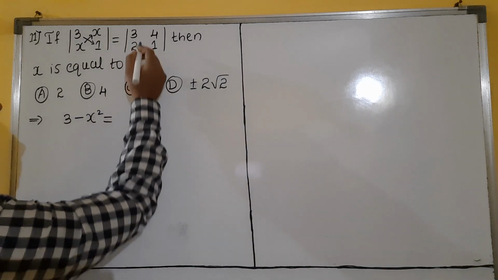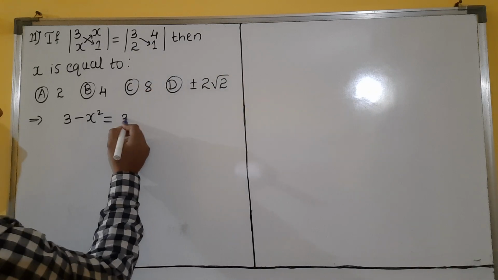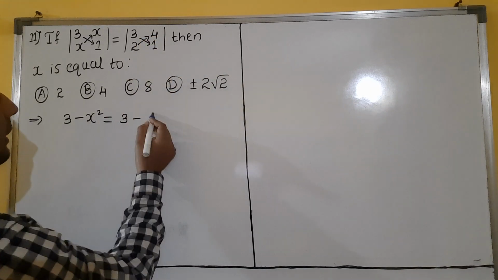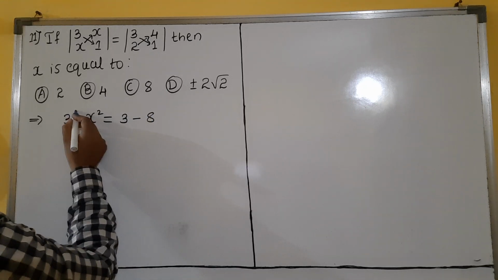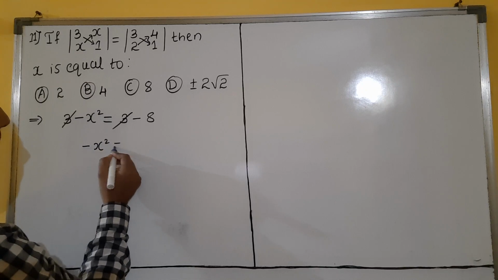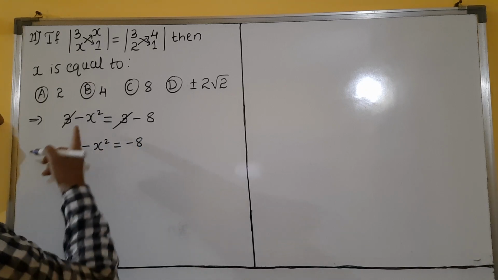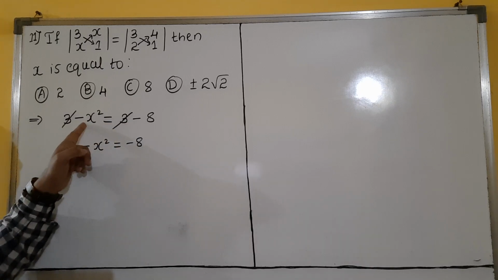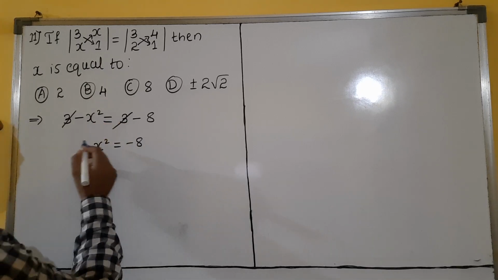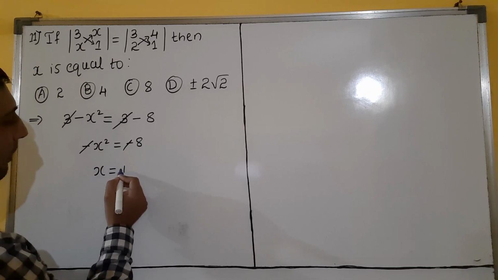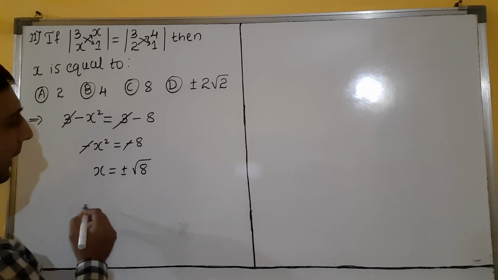See here, next again the same: 2 into 4 is 8, and the minus sign must be written. So now see, plus 3 gets cancelled, leaving minus x square minus 8. You may get confused here. Plus 3 has cancelled, minus x square minus 8 remains. So minus minus also gets cancelled. Send the square to that side: plus or minus square root 8.